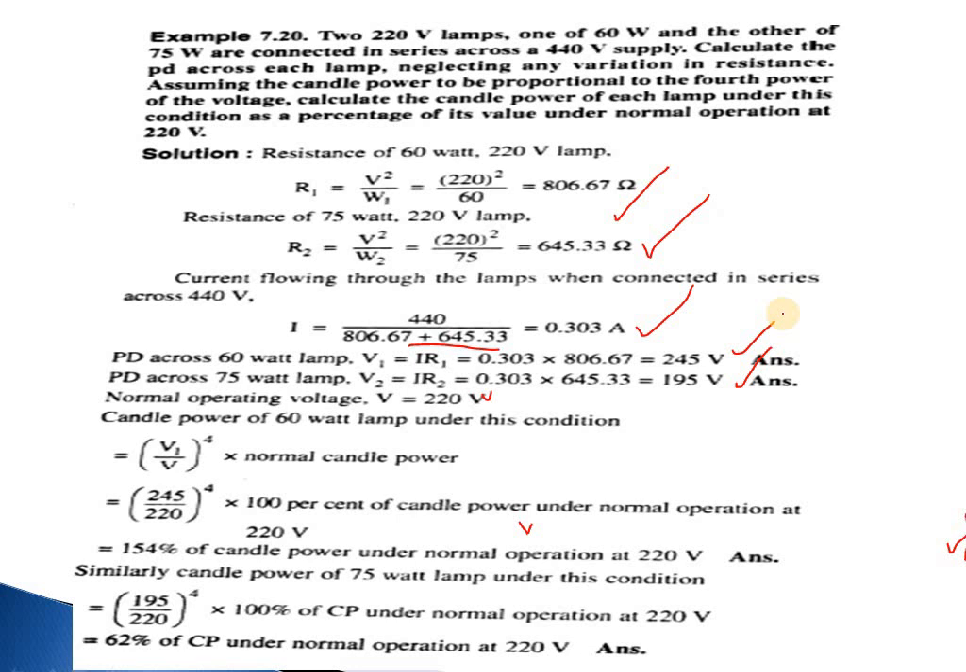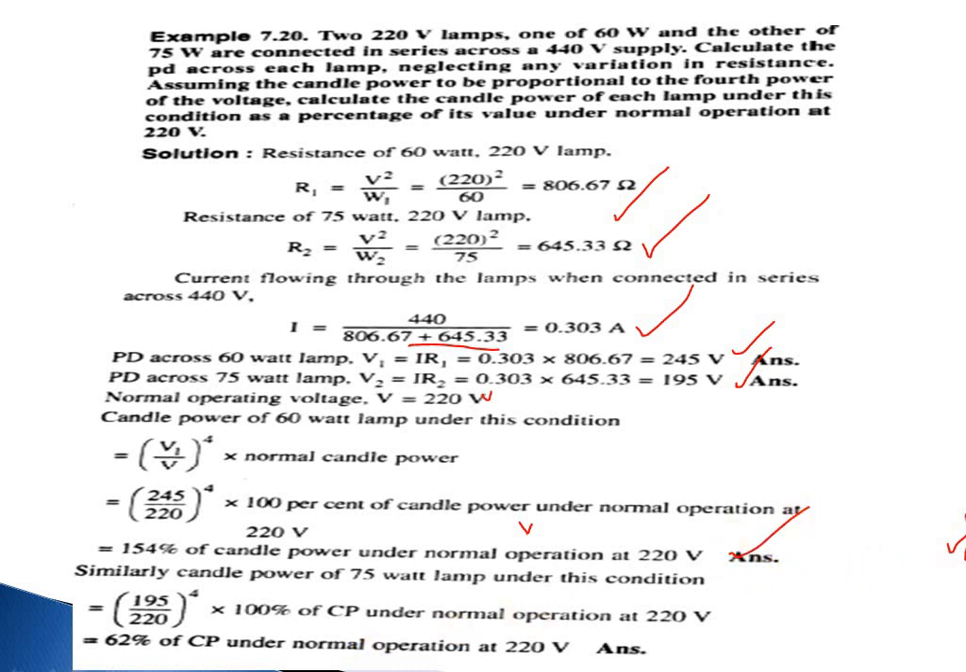Now the candle power of the 60 watt lamp under this condition will be (V1 by V) whole to the power 4 into normal candle power, that is (245 divided by 220) whole to the power 4 into 100% of candle power under normal operating voltage 220. So we are getting 154% of candle power under normal operating condition at 220 volt.